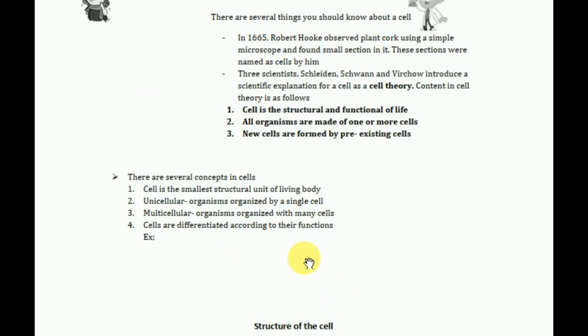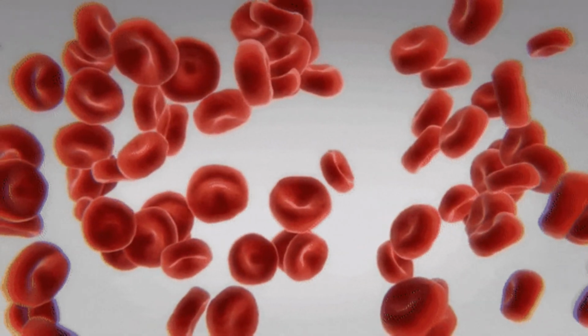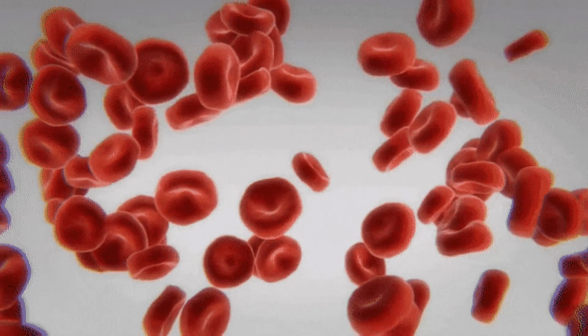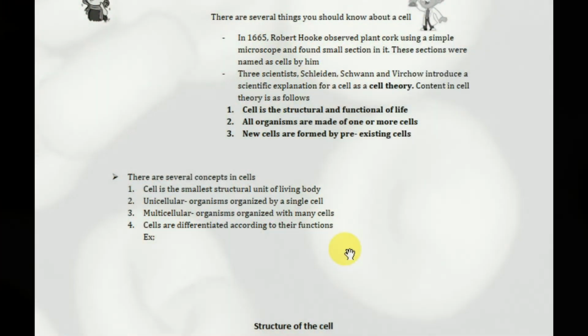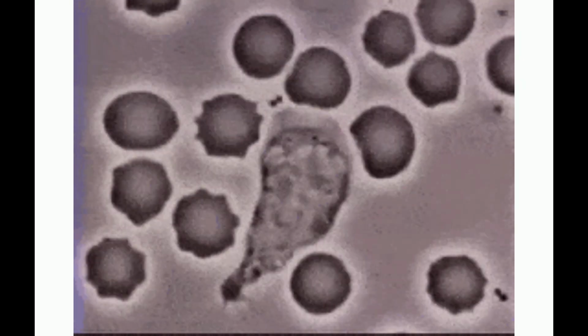Another cell type is the blood cell. The blood cell is a very important structure that transports oxygen throughout the body. And there are different types of blood cells. Transport of oxygen is done by red blood cells. White blood cells defend against infections.